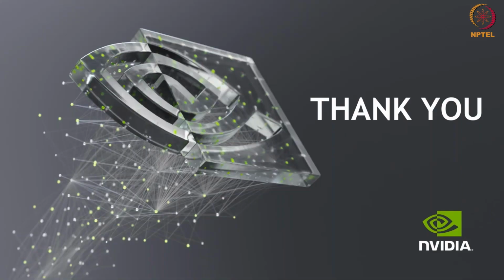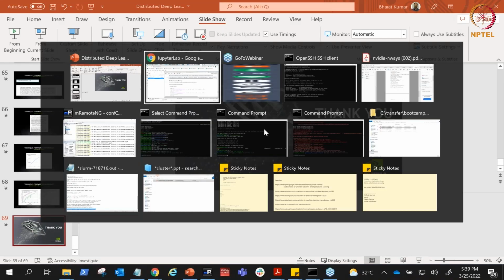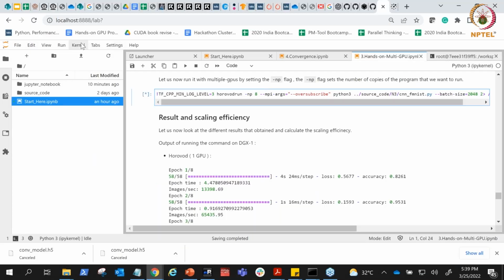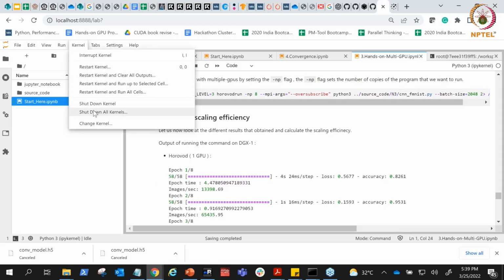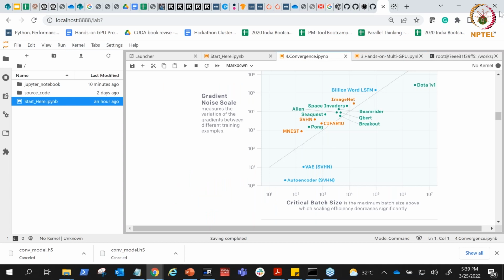So let me again go back to the Jupyter notebook to give you. Let me just kill this overall thing. So I'm going to shut down all the kernels just to make sure that there is nothing going wrong in what I'm trying to do here in this particular slide.